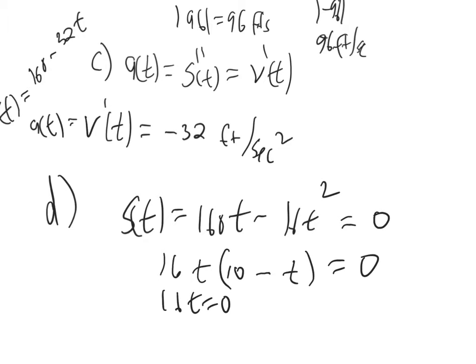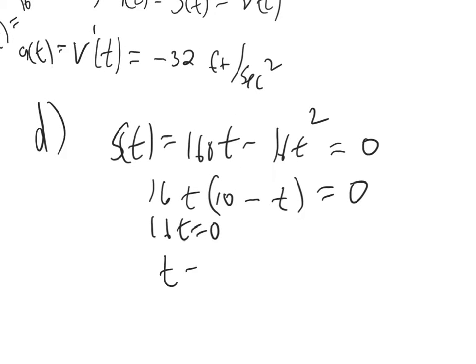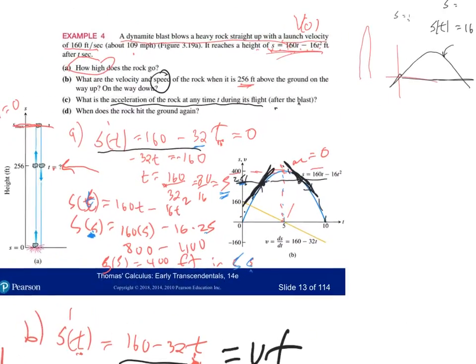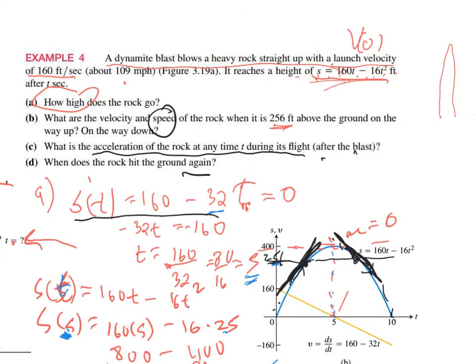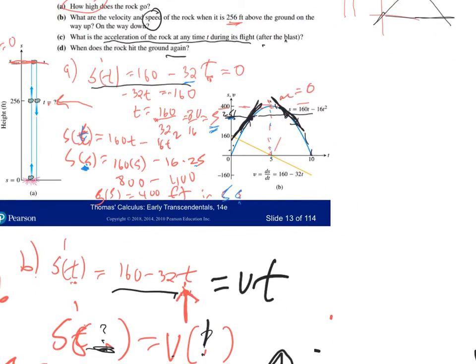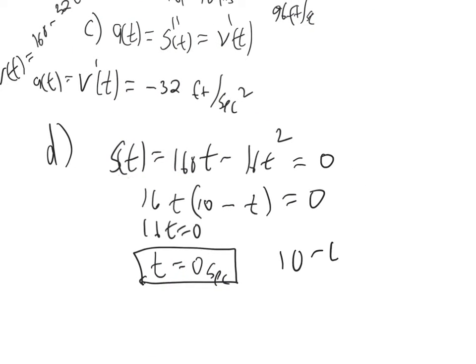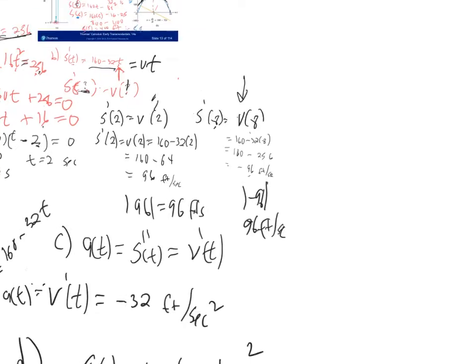16t is 0. Are you surprised that in 0 seconds it hit the ground? No, it didn't hit the ground. That's when it was shot off. So that's not the answer he wants, I don't think. He wants when it hits the ground again. That's too silly. All right, so let's do the other one. 10 minus t equals 0, 10 equals t. 10 seconds. Are you surprised? That's what I said in the picture, right?